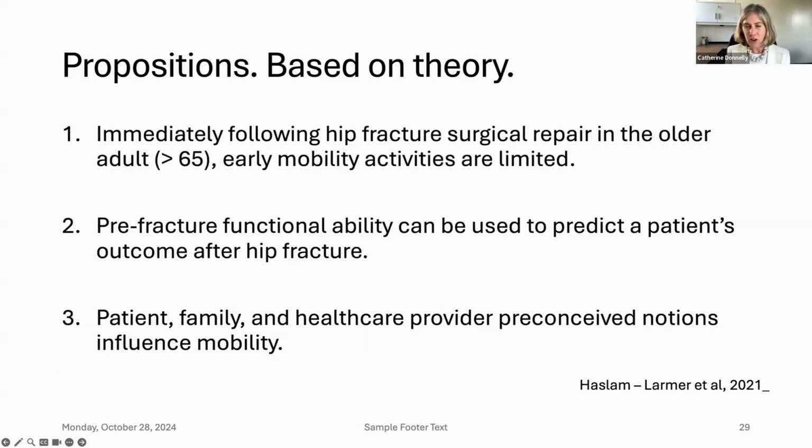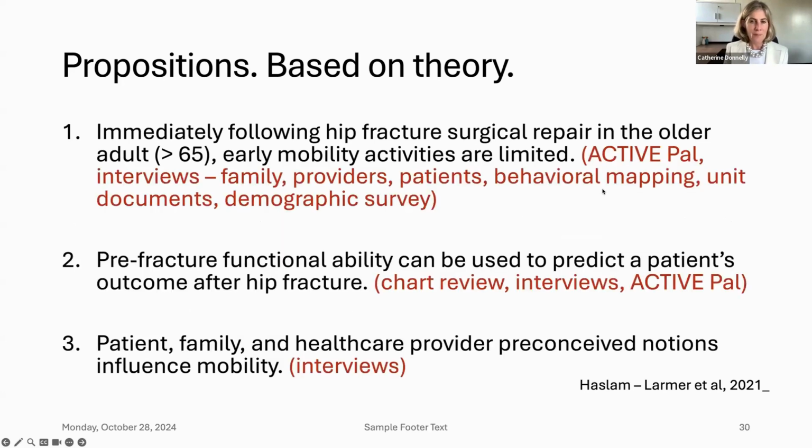And she had a very large amount of data. Again, her propositions were based on theory. She was thinking that early mobility activities would be limited, that pre-fracture function would predict outcomes after fracture, and that notions of mobility would influence subsequent mobility. So how people thought, because people are often hesitant to get people up right away after surgery. So again, knowledge and attitudes.